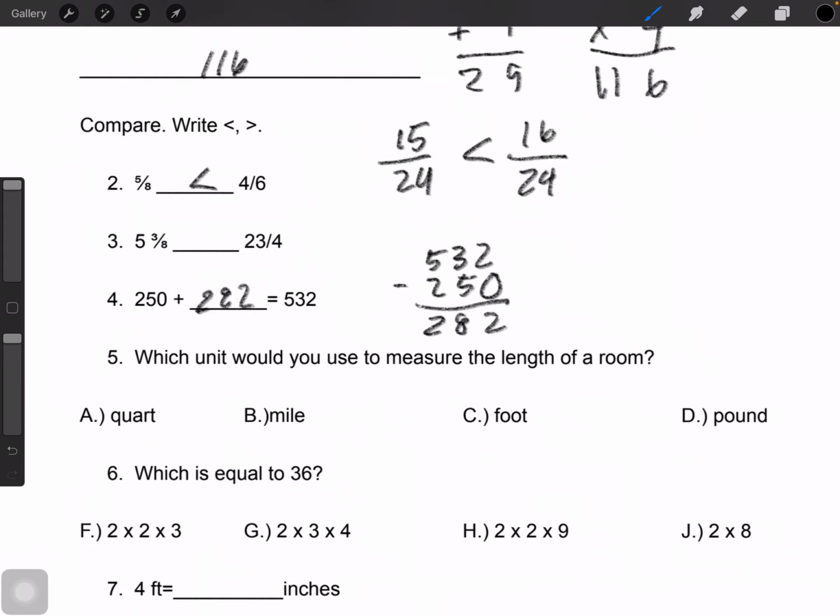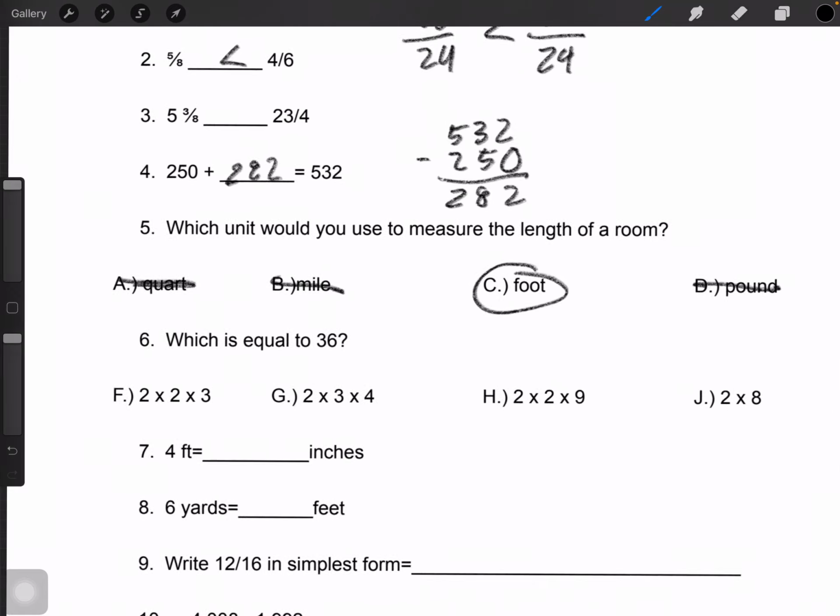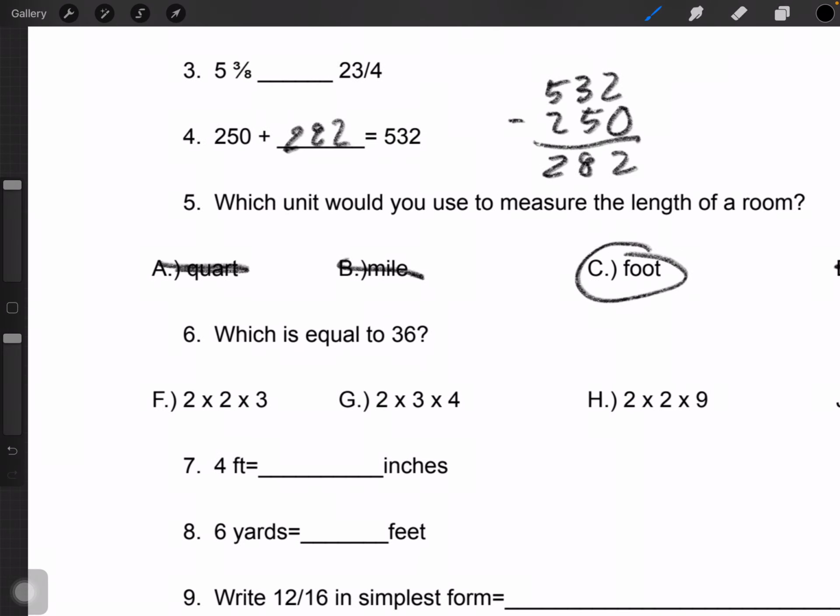282. So which unit would you use to measure the length of a room? We already know pound is not, because pound is what you use to measure weight, not length. Quart is not. Quart is what you use to measure volume, like how much milk is in a bottle. Miles are very, very long, so that's out. Use a foot.